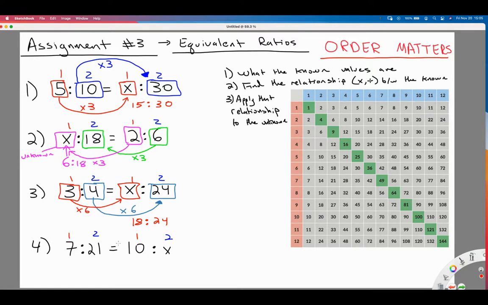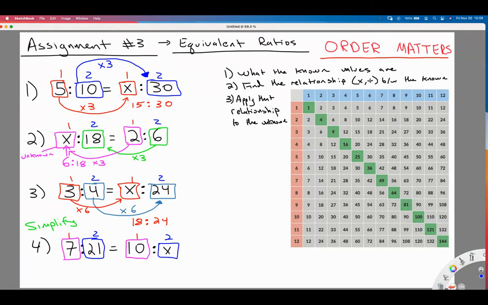Now our last problem here, we have to do something first to it. And what I mean by that is we have to simplify our first ratio before we begin. Because if we take a look at our first ratio, our first terms are our known terms. We know 7, we know 10. And our unknown terms in this case would be 21 and x. We know what 21 is, but we don't know what x is.